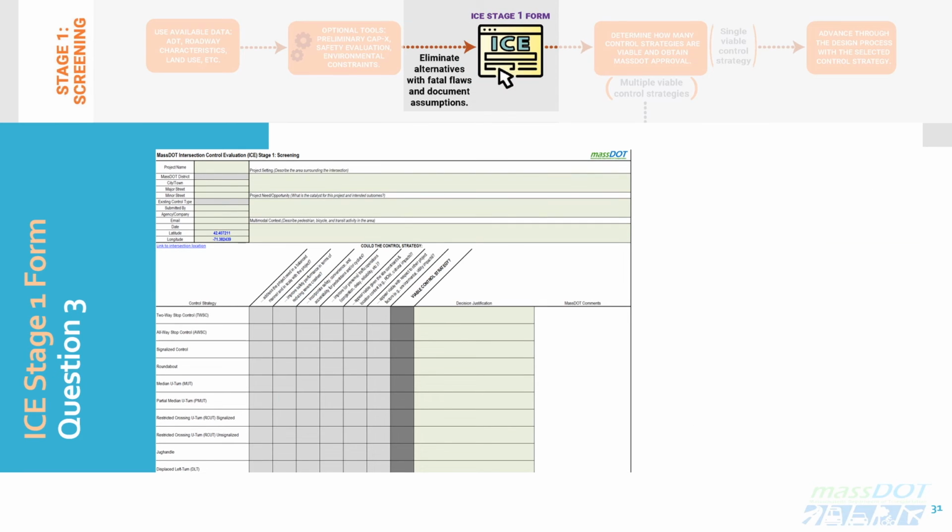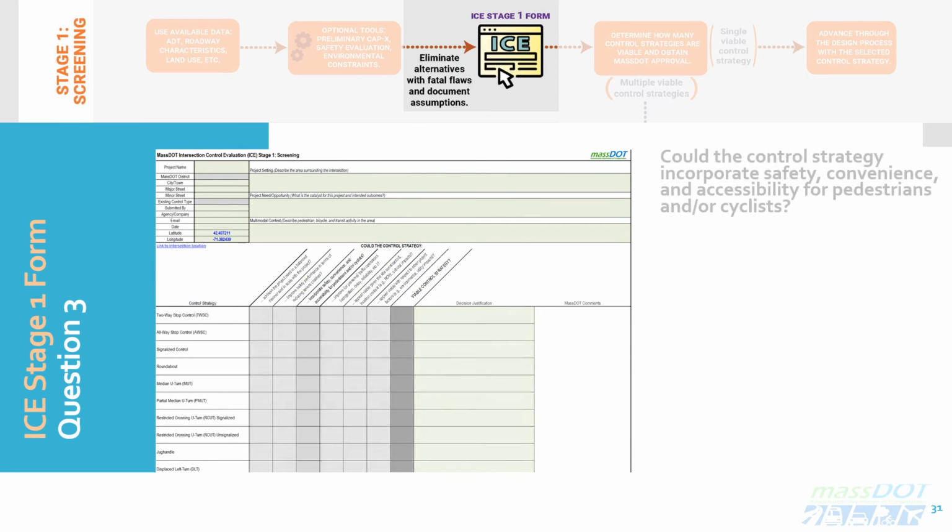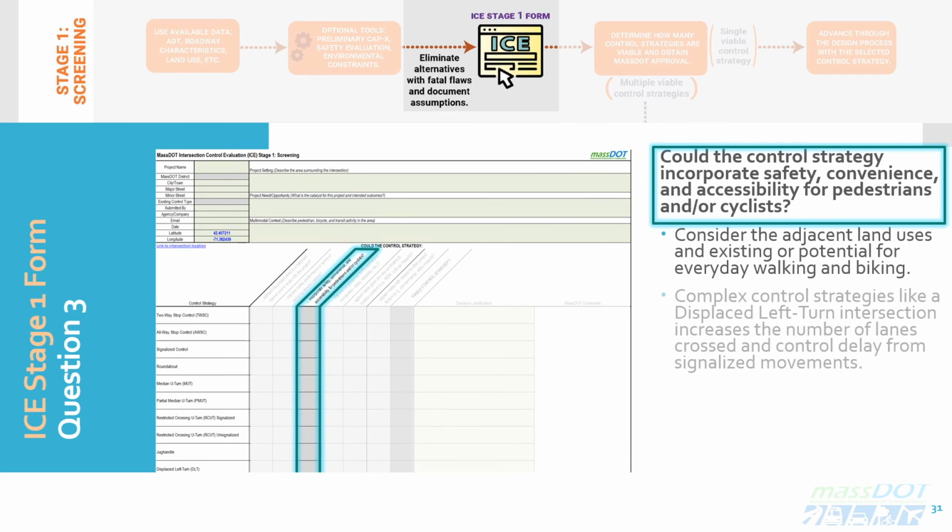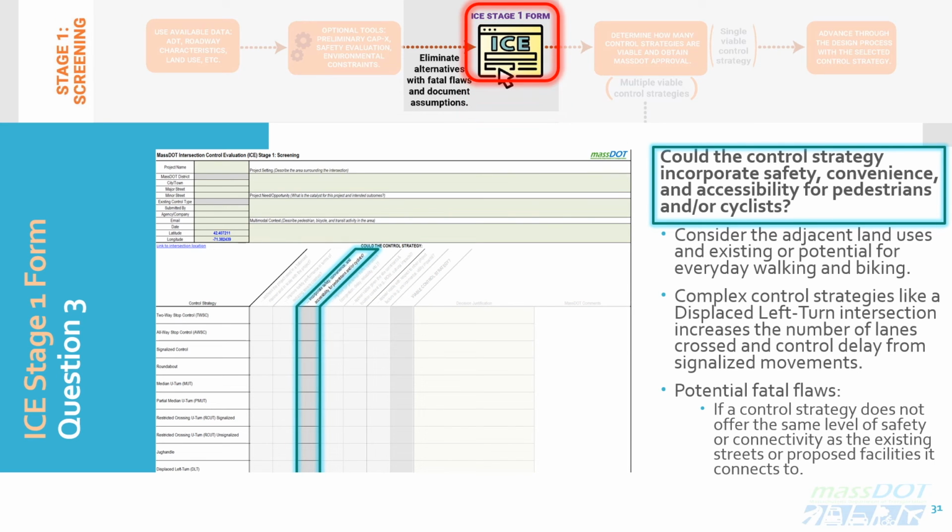The third question on the ICE Stage 1 form reads, could the control strategy incorporate safety, convenience, and accessibility for pedestrians and/or cyclists? For example, a location with high pedestrian traffic may not benefit from a displaced left turn, as this may increase the number of required crossings.